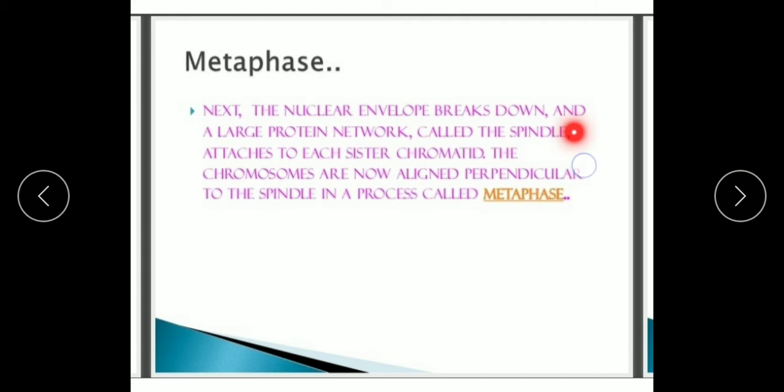A large protein substance is formed, called a spindle. The spindle is attached to the sister chromatids, or the chromosomes. The chromosomes are now aligned perpendicular to the spindle.